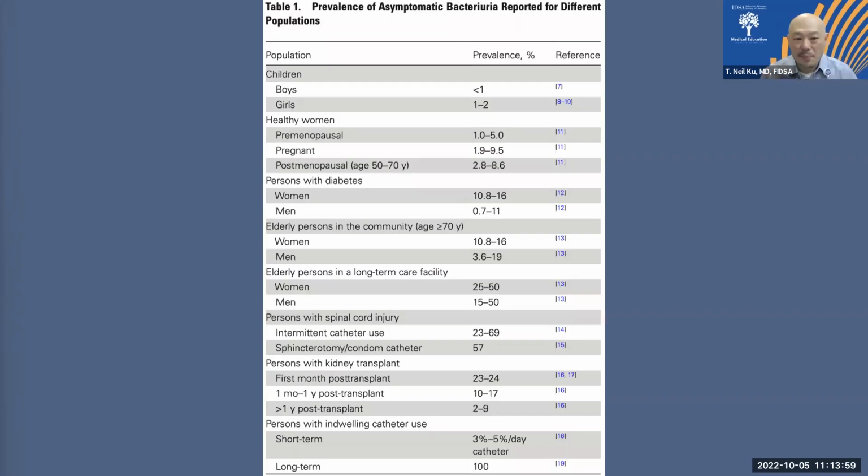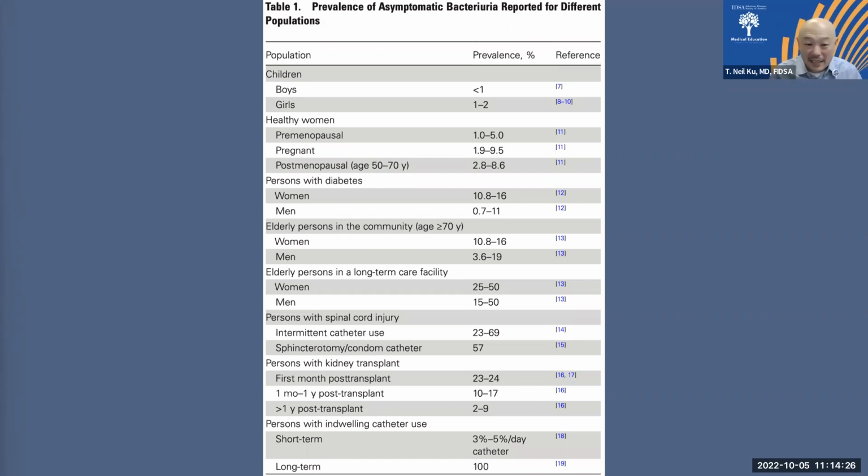The reason I bring this up is because this is a table from the 2016 IDSA guidelines on treatment of asymptomatic bacteriuria, and it shows the prevalence of asymptomatic bacteriuria in various populations, ranging from very low to almost 100%.